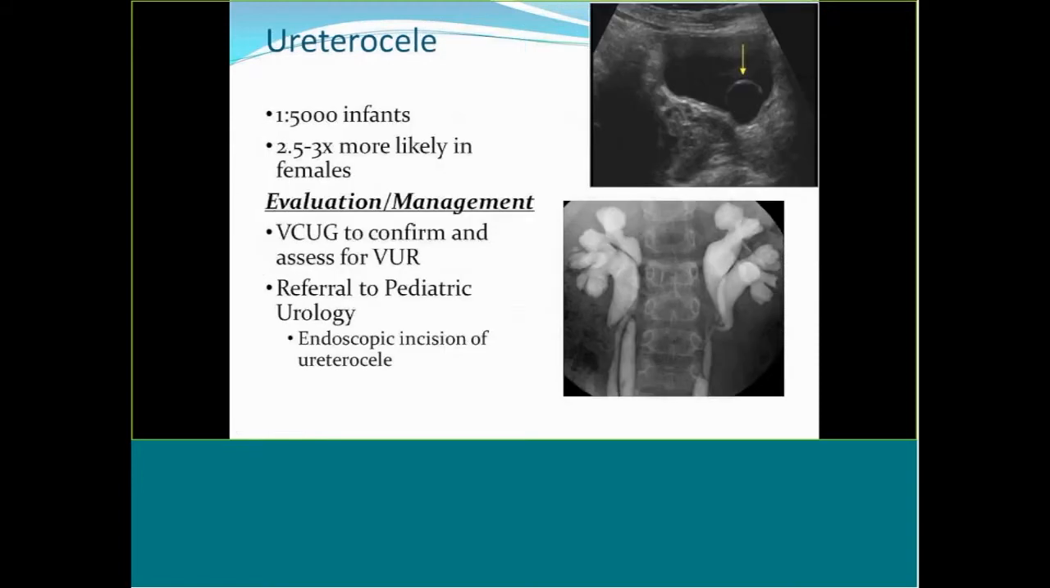The ureterocele, this is probably the only one that's more common in girls than boys. What it is, you've got this ballooning of the ureter where it enters the bladder, and you end up with this ballooning here. You would confirm with a VCUG, because often these are associated with reflux. Again, the pediatric urologist, if they can scope, can incise that ureterocele and collapse it.